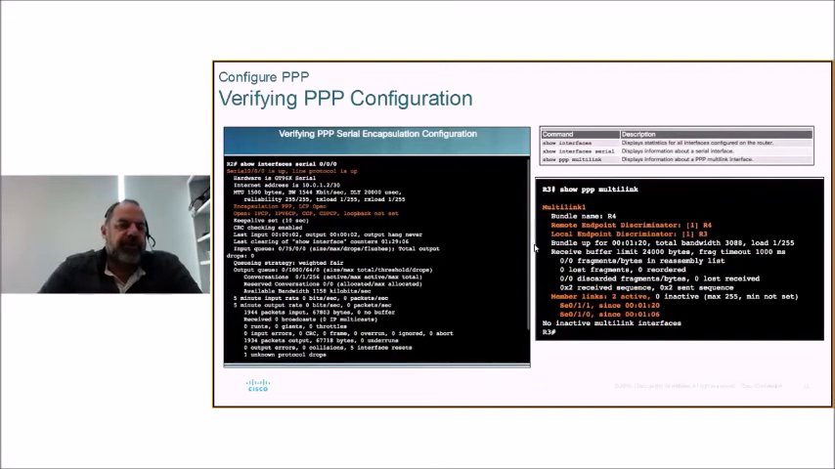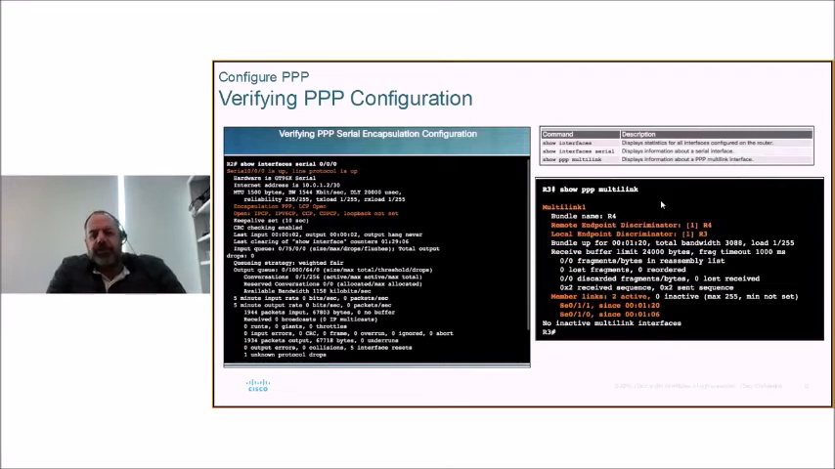Okay, so how do we verify PPP configuration? So encapsulation PPP. An LCP, link control protocol, says it's open. And so basically from here, it also tells you what NCPs are running. And so IPCP, IPv6CP, CCP, now CDP is Cisco Discovery Protocol. I'm not sure what CCP is, but anyway. So basically we've got IPv4 and IPv6 and CDP running across that link. And of course, it's up and up.